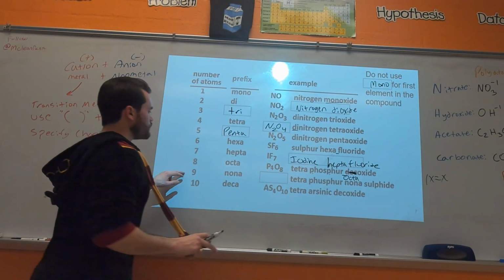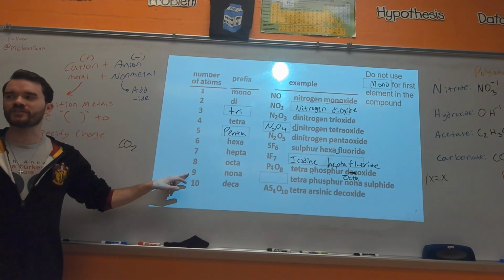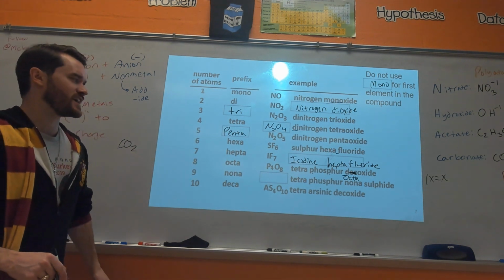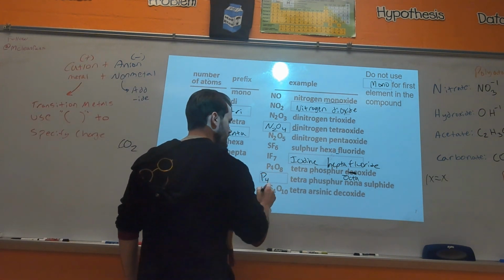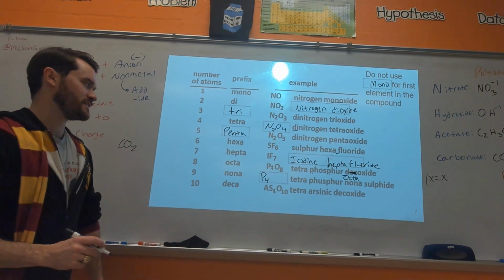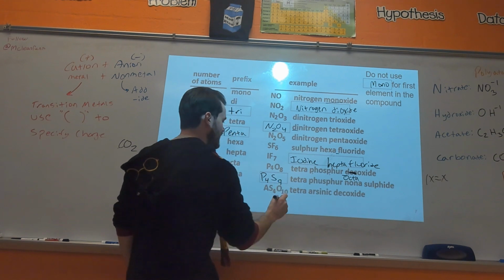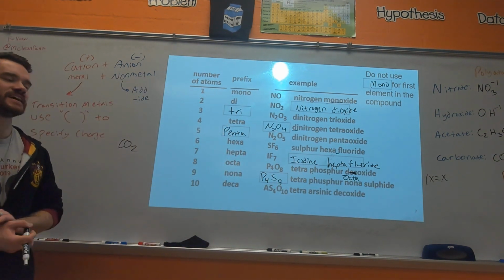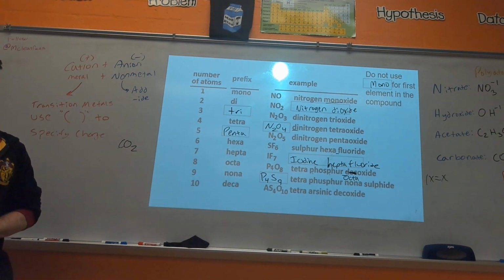Here, this one's kind of weird and maybe not as obvious. Nona, I don't know if it's nona or nana. That's 9. So the example they gave you is tetraphosphorus, so P4, and then nonasulfide. Sulfide is S, talking about sulfur, and there's 9 of them, P4S9. And then finally deca, that's 10. So giving you tetraarsenic decoxide.